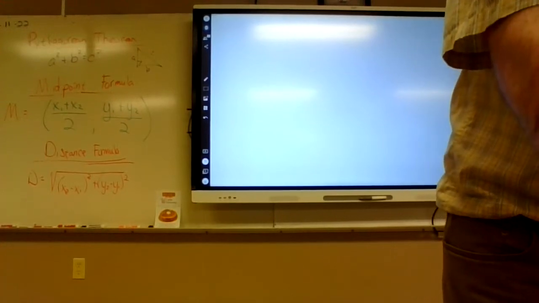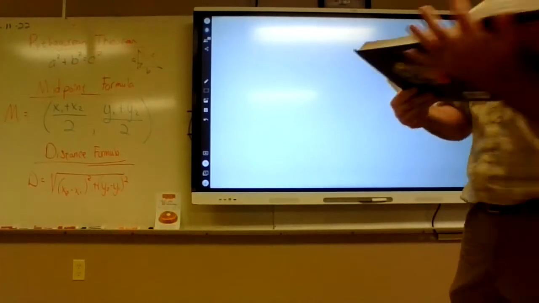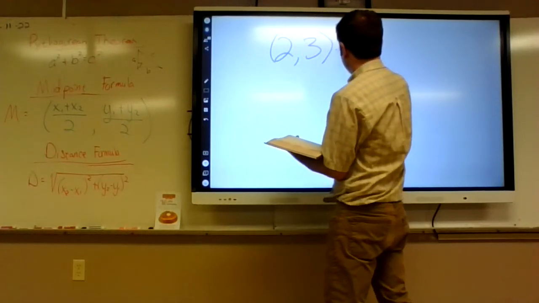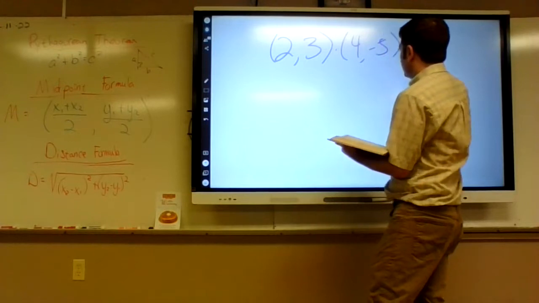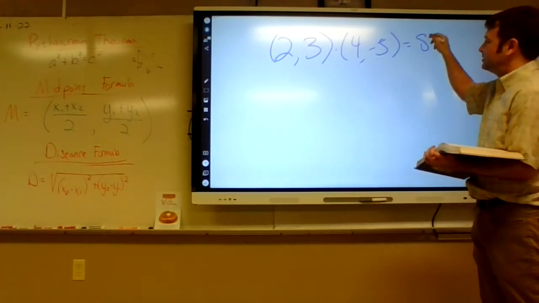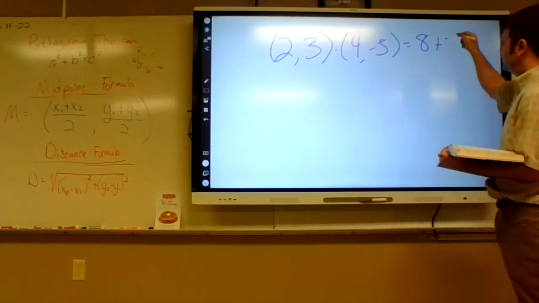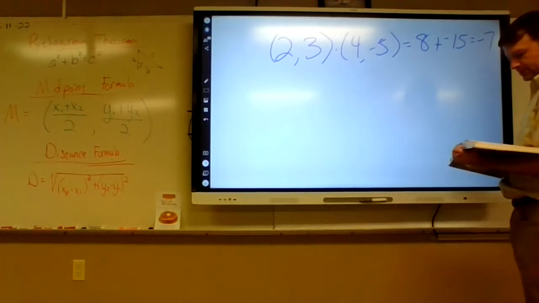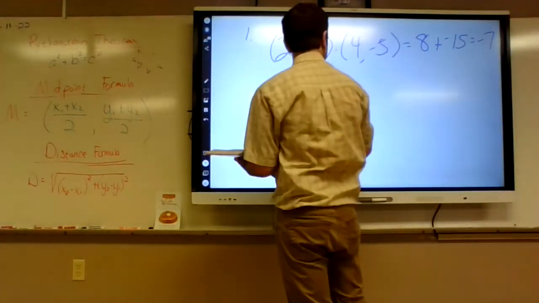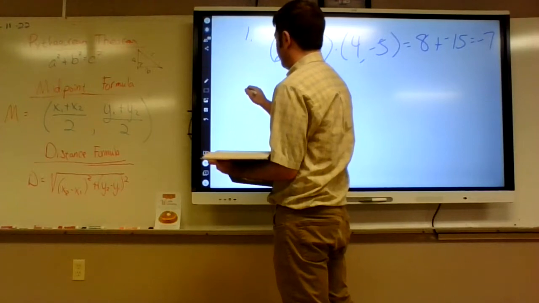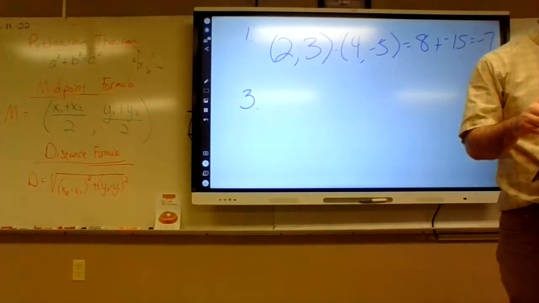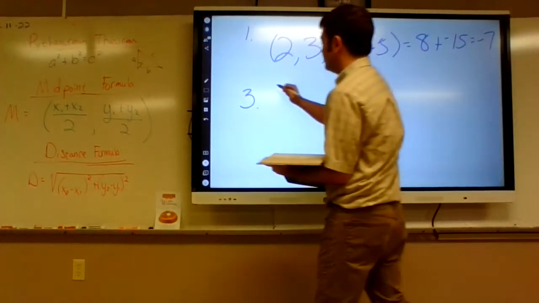All right. Oh yeah, number 1. 2, 3, 4, -5 equals. So you just do 2 times 4 is 8 plus 3 times -5, -15 equals -7. That's not 0. So that means they're not perpendicular to each other. Good job, Jackson. Oh, there's a B. Not always perpendicular.